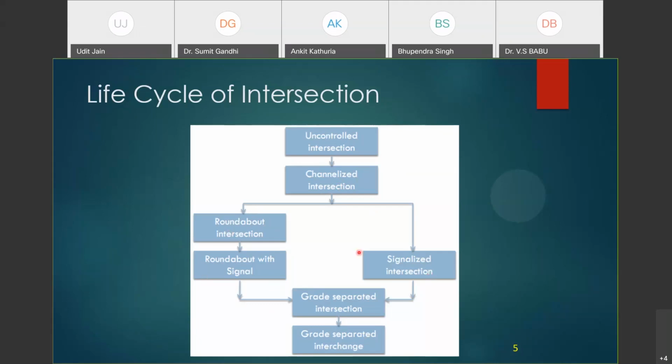And if both the roundabout and the signalized intersection fail, then we move towards grade separated intersections and grade separated interchanges. We will talk about these different types of intersections and their life cycle throughout this presentation.